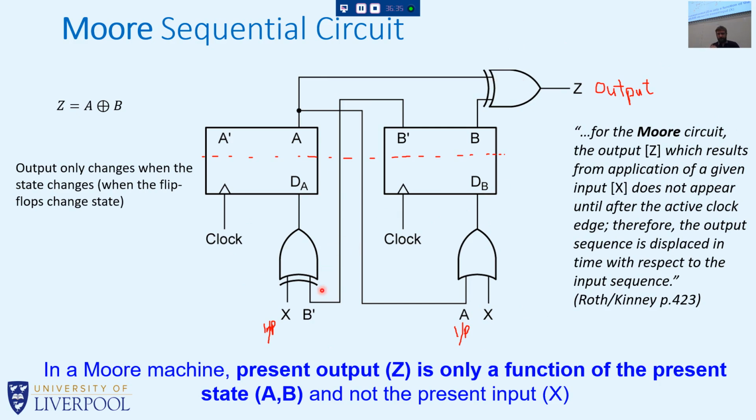Now, how do we know that this is a Moore circuit? Well, the present output here is only a function of the present state. But you might say, well, it is a function of X, because look, X is affecting the output. But X isn't immediately affecting the output, right? It still has to basically affect the state first, and after it's affected the state, that'll have a knock-on effect to the output. There's no direct line from X to Z here, or even from X to some combinational logic, and then to Z, right?